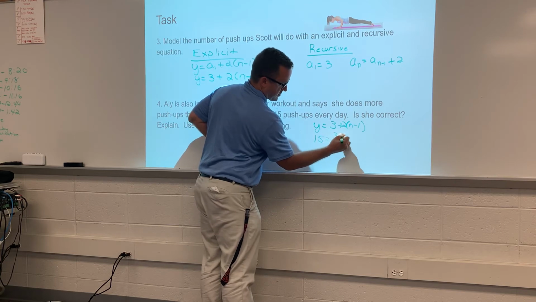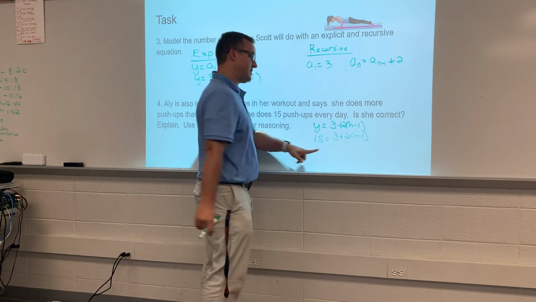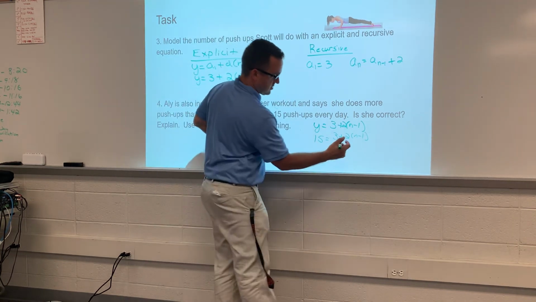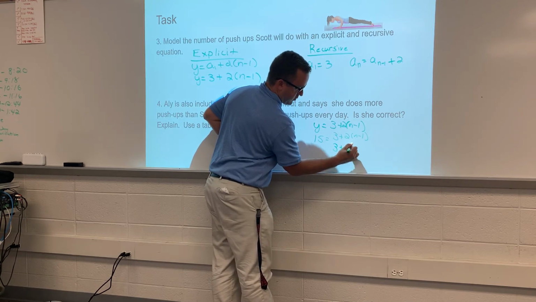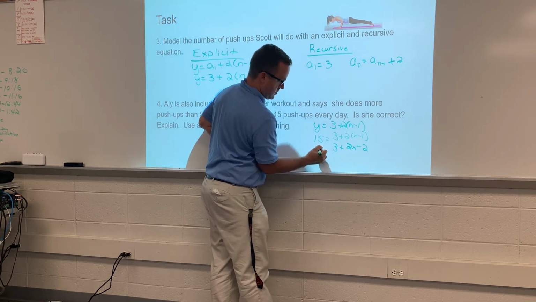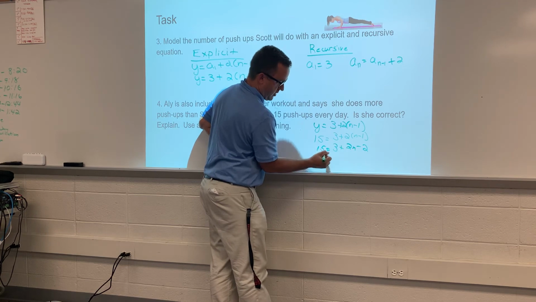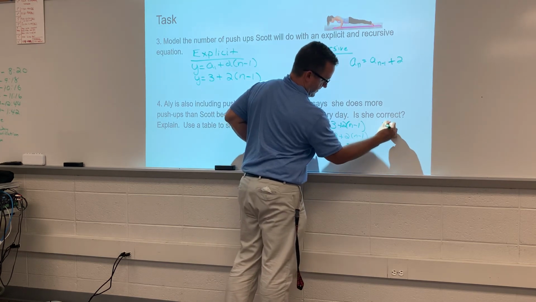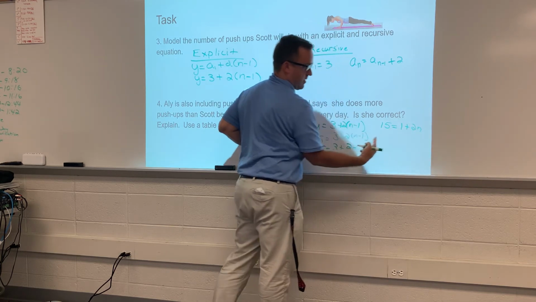So 15 equals 3 plus 2 times n minus 1, and see, well, how many days does it take until Scott does 15 push-ups? So this would be 3 plus distributing, 2 times n would be 2n, 2 times negative 1 would be minus 2, and then 3 minus 2 is 1. So we have, I'm going to continue this over here, 15 equals 1 plus 2n.